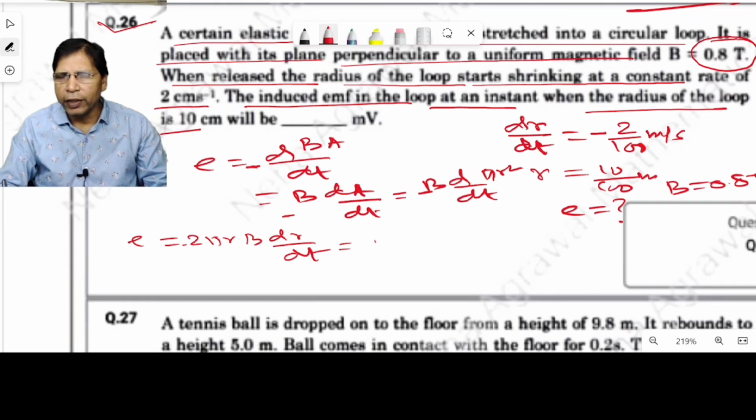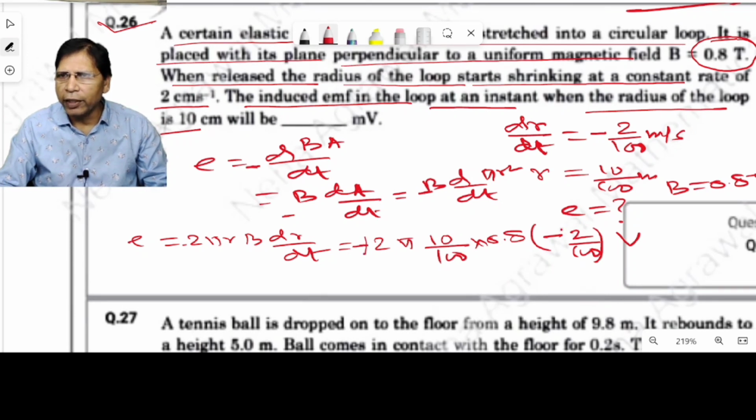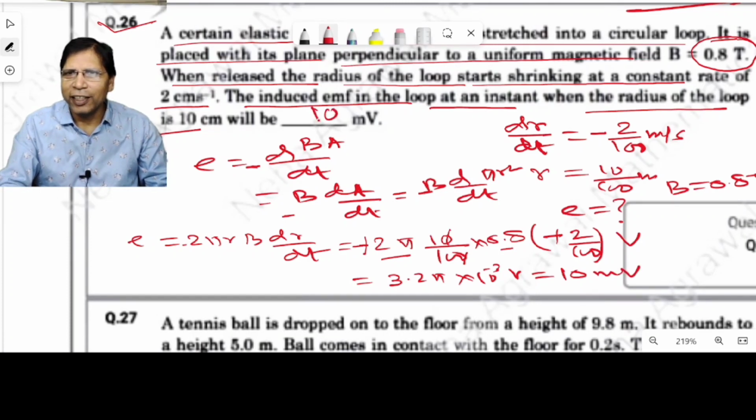Okay, so this is 2 pi, R is 10 by 100, B is 0.8, and dr by dt is negative 2 by 100. This is in volt. Now this negative sign and this negative sign cancel out. So 2 pi into 0.8 into 2. So this is 3.2 pi into 10 to the power minus 3 volt. This is almost 10 millivolt. Okay, this is 10.